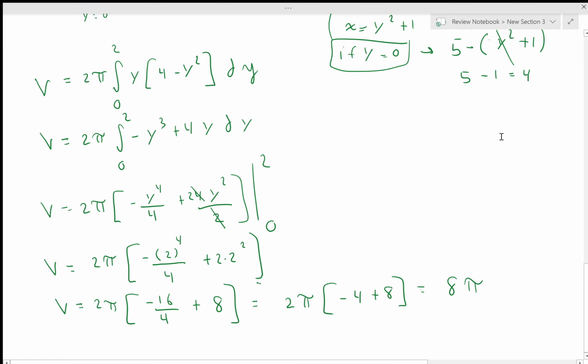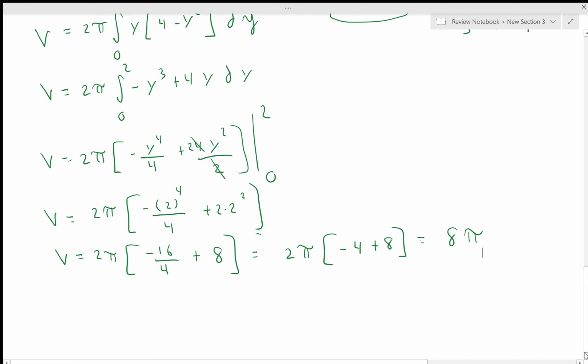So in the next video, we will go over part B, rotation around the y-axis.